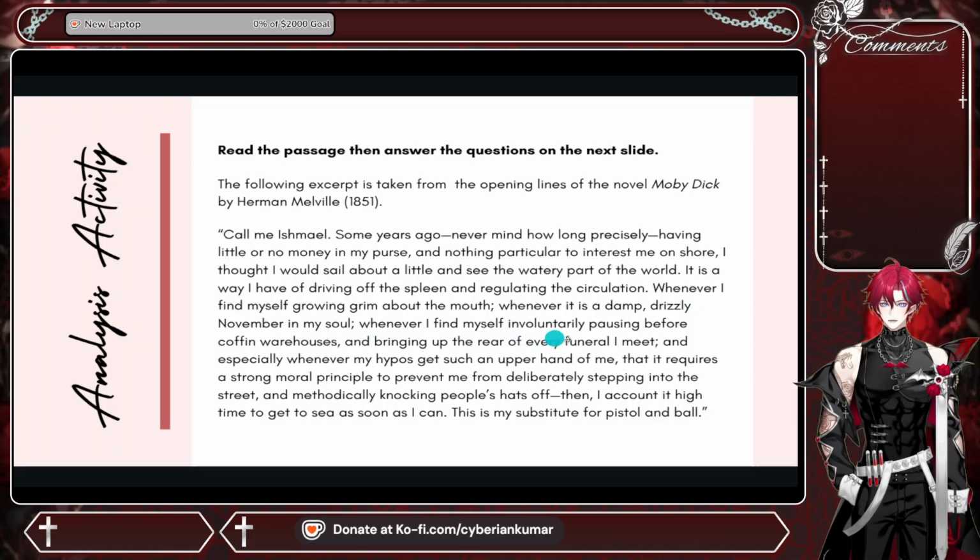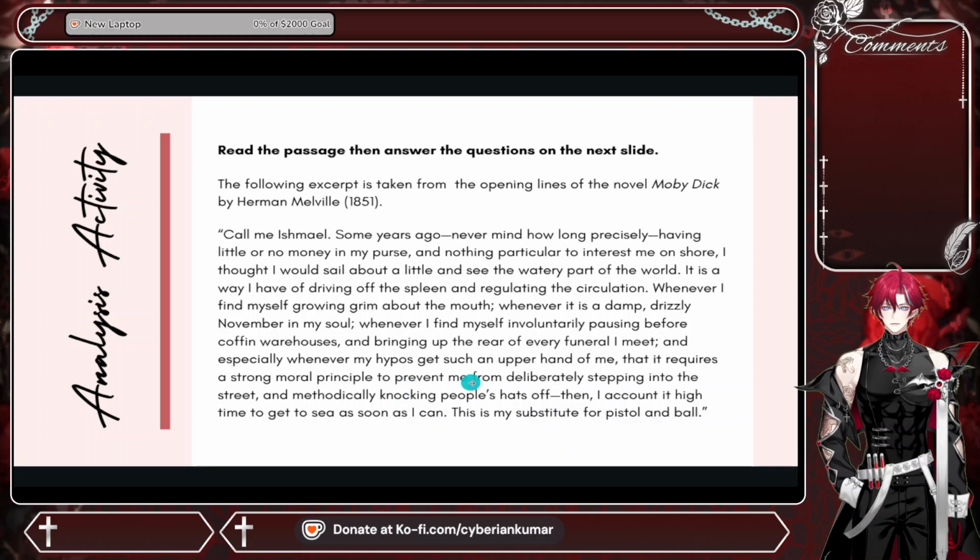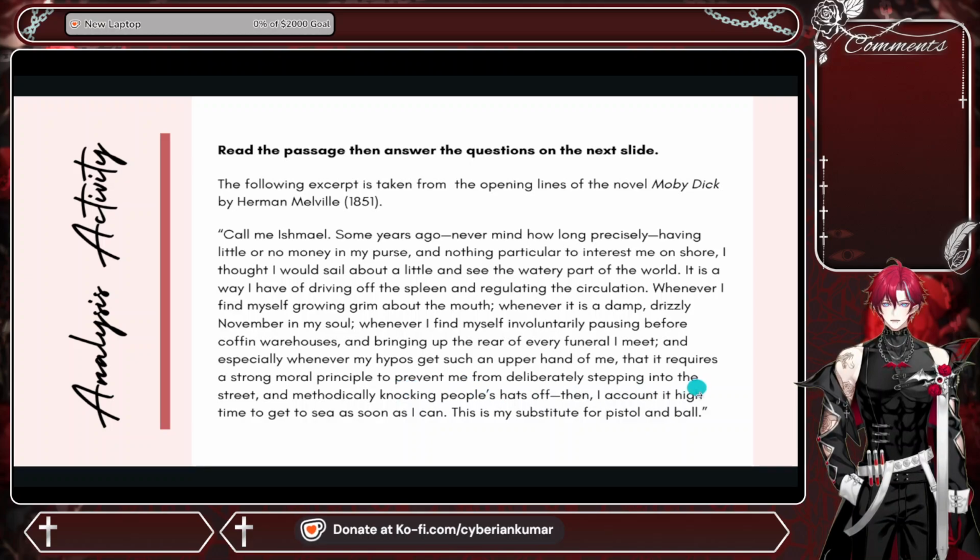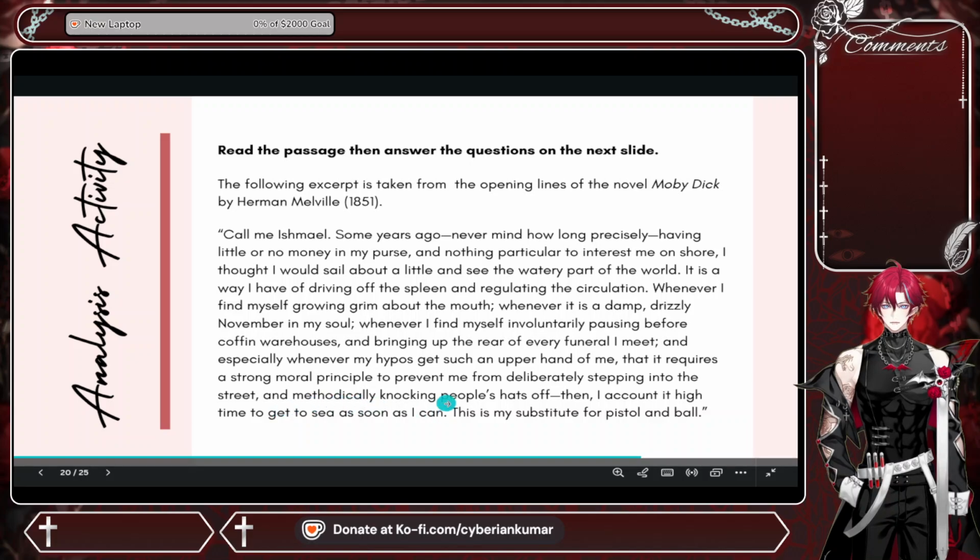Whenever I find myself involuntarily pausing before coffin warehouses and bringing up the rear of every funeral I meet, and especially whenever my hypos get such an upper hand of me that it requires a strong moral principle to prevent me from deliberately stepping into the street and methodically knocking people's hats off. Then I account it high time to get to sea as soon as I can. This is my substitute for pistol and ball.